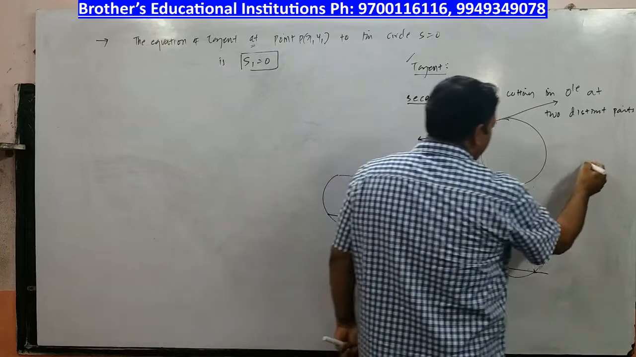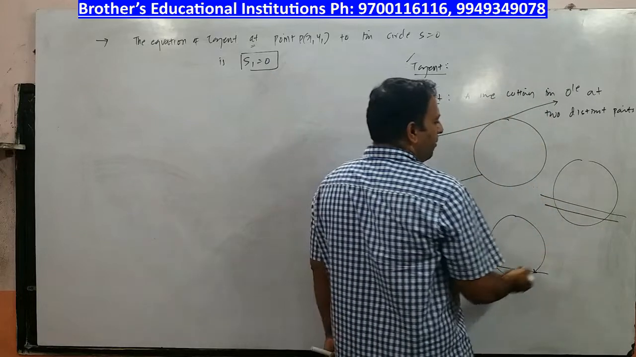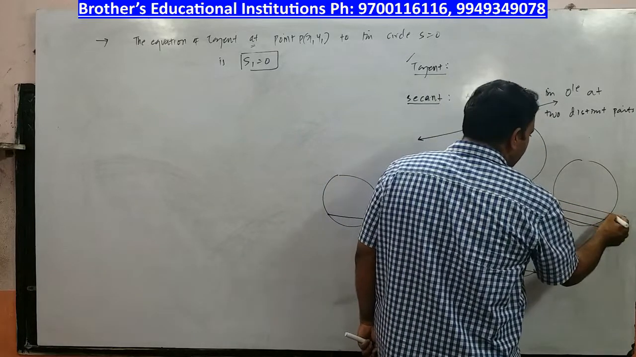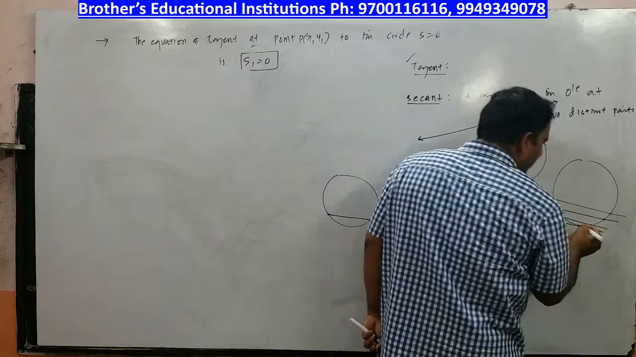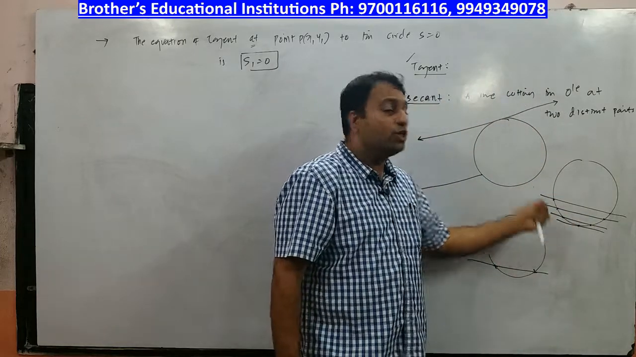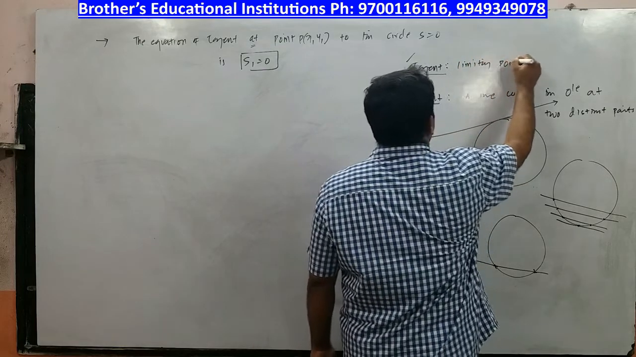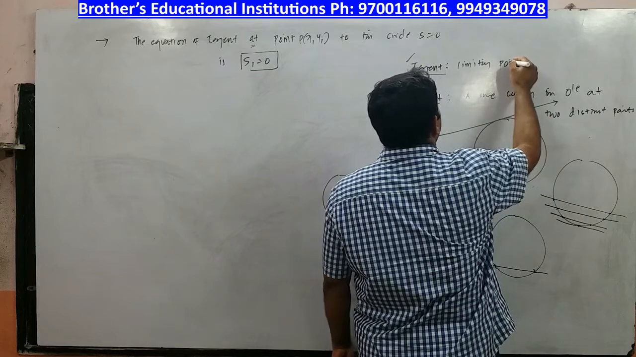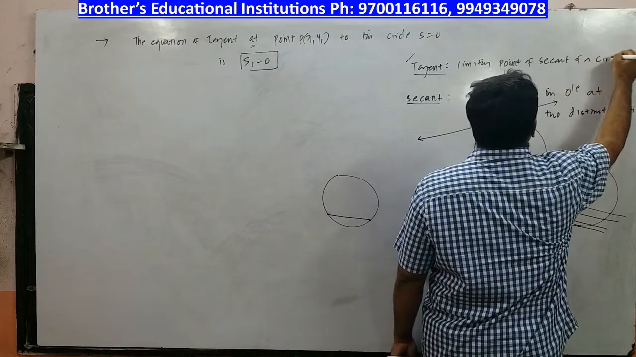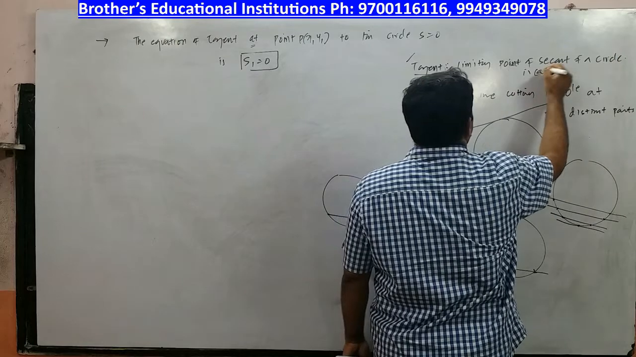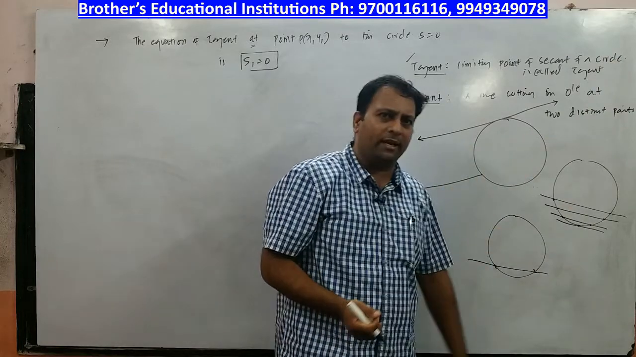Now what happens if there is a line cutting the circle at 2 distinct points? If the line is brought down, it is still cutting the circle at 2 distinct points. Now what happens to this distance? These 2 distinct points are coming closer and closer, and when it comes down, they lie on one another, and that becomes a tangent. So the definition of tangent should rather be: limiting point of secant of a circle is called tangent. But for all practical purposes, we simply say a line touching the circle at a point.